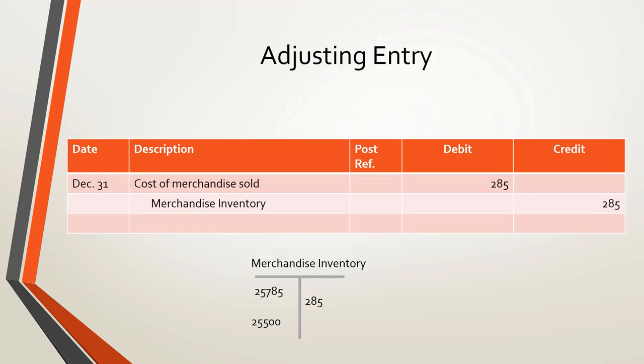So that journal entry would look like this. The difference between $25,785 and $25,500 is $285. So we would debit cost of merchandise sold for $285, and credit merchandise inventory for $285. And once those items are posted to the general ledger, we see a T account below, which represents our general ledger. The $25,785 becomes $25,500, which is the actual inventory value that we have on hand. And so there's an adjusting entry for our shrinkage.